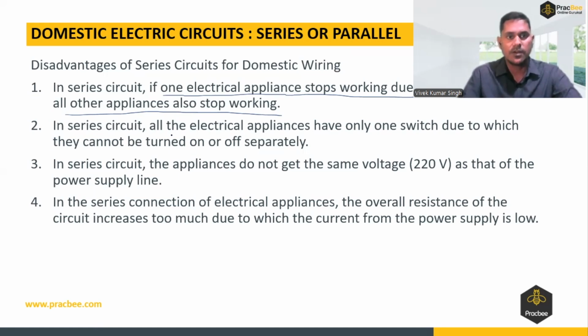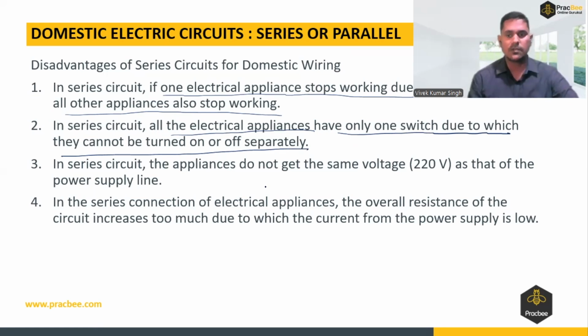In a series circuit, all the electrical appliances have only one switch, due to which they cannot be turned on and off separately. Like in our home, we have a parallel circuit, so we can operate all the appliances individually. We can turn on the light and keep the fan switched off. But this feature is not available in the series circuit. Either all the appliances will work continuously or none of the appliances will work.